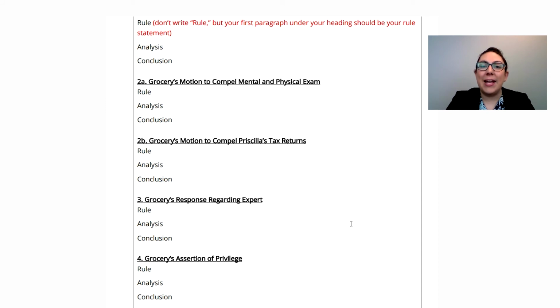And for this reason, I separated this particular question into two parts, 2A and 2B, because once you read the facts, you can see that there are two distinct motions to compel. There was a motion to compel a mental and physical exam and a motion to compel tax returns. These are going to have different analyses. So it's important to separate these out so that you're able to fully analyze each one.